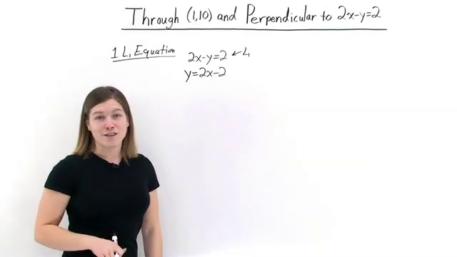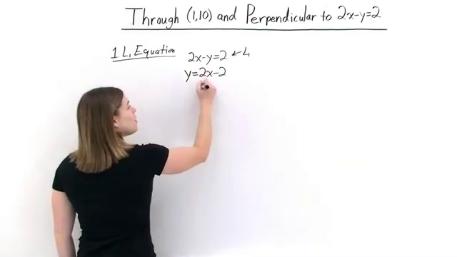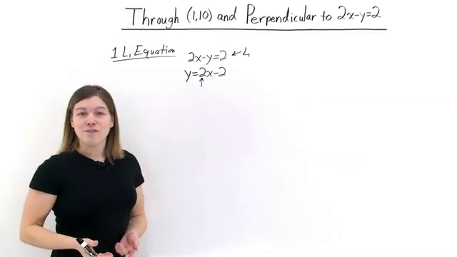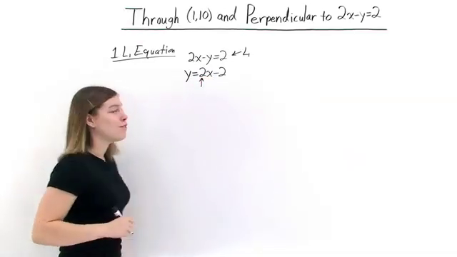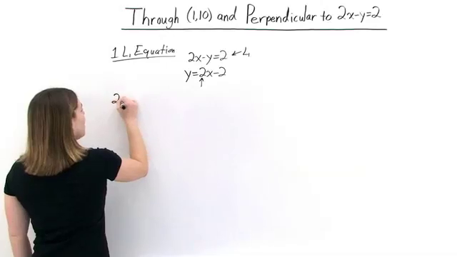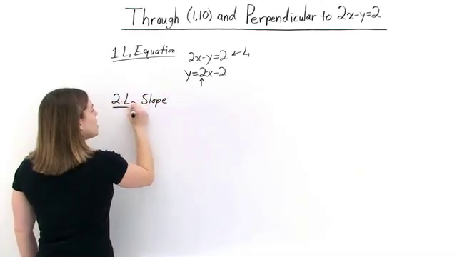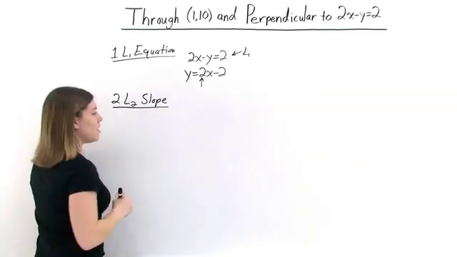Now we can just pick out the slope. The slope is the coefficient in front of x. So here the slope is 2. Great! Now we have the slope of our line 1. In step number 2, let's use this to find the slope of the line we want.